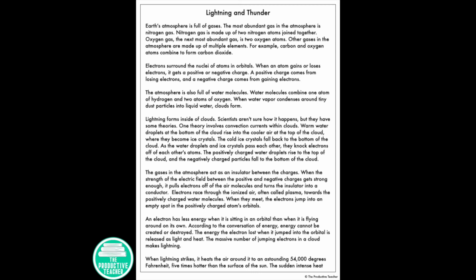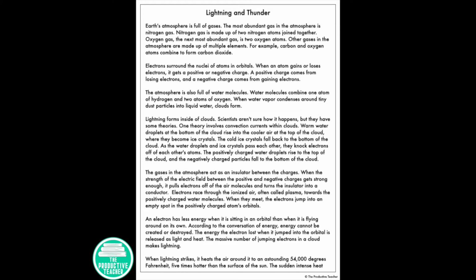Lightning and thunder. Earth's atmosphere is full of gases. The most abundant gas in the atmosphere is nitrogen gas. Nitrogen gas is made up of two nitrogen atoms joined together. Oxygen gas, the next most abundant gas, is two oxygen atoms.